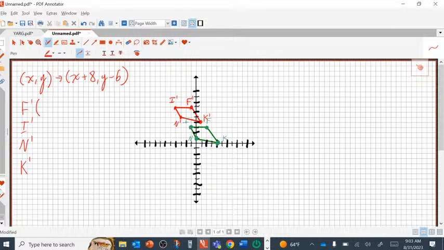let's see. F is at negative 1 comma 7. I prime is at 1, 2, 3, 4, negative 4 comma 7. N prime's at negative 3 comma 1, 2, 3, 4, 5, negative 3 comma 5. And then K prime is at 1 comma 4. That's what happened when we moved Fink. Left 3, up 4, showed up here.